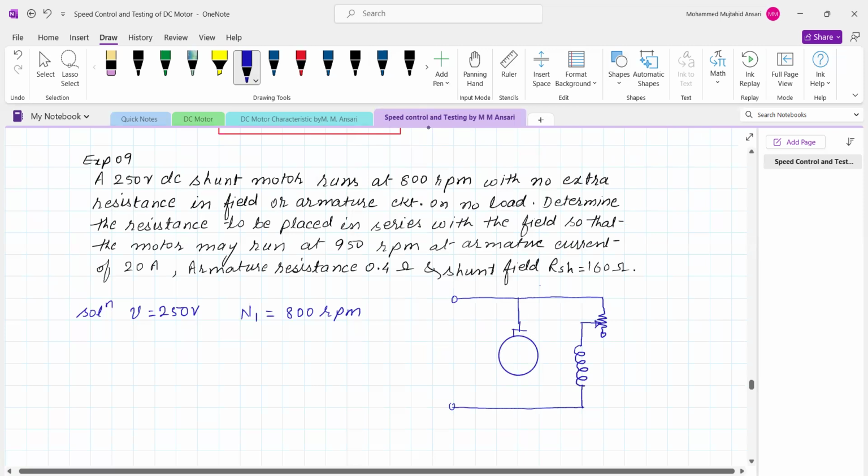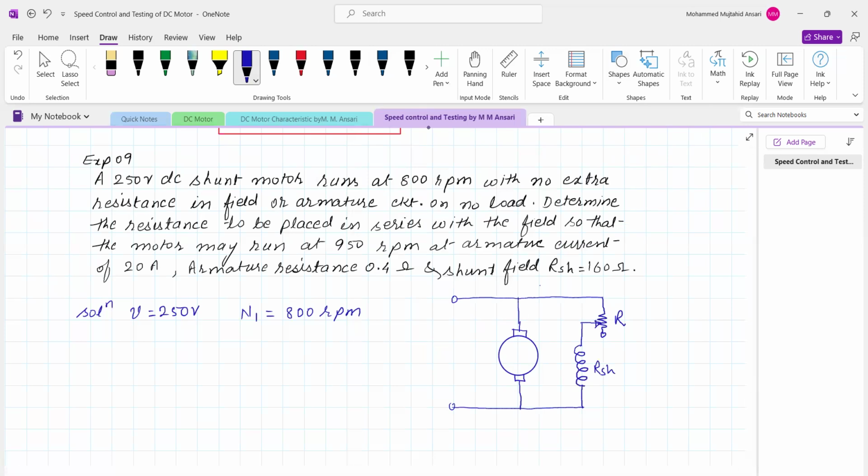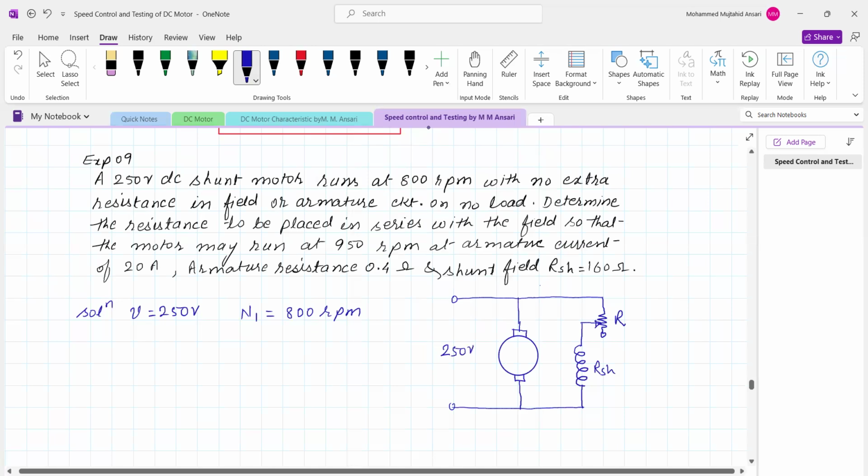So this is the DC shunt motor, and we have connected external resistance R with the shunt field resistance RSH, so that the motor speed will increase. Definitely, when we insert some resistance, the speed of the motor is going to increase from the previous value. So here N2 should increase up to 950 rpm, where the armature resistance is 0.4 ohm and the shunt field resistance is 160 ohms.